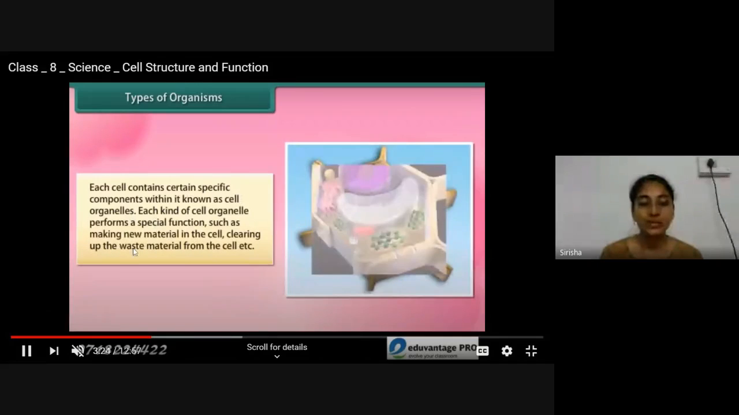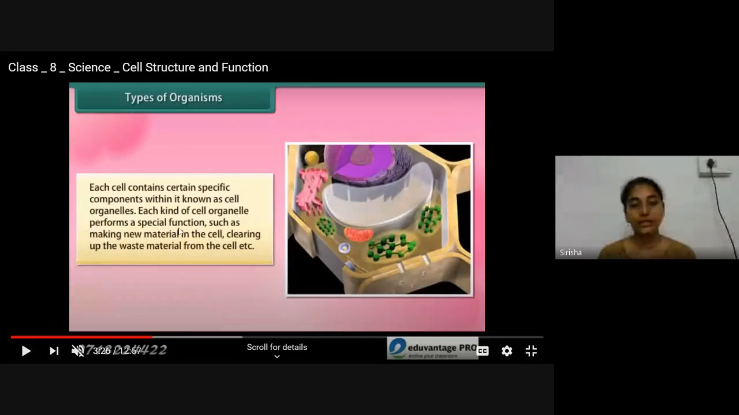Each cell contains certain specific components within it, known as the cell organelles. Each and every cell will have specific components called cell organelles. Each kind of cell organelle performs a special function. So everything is specific and particular.